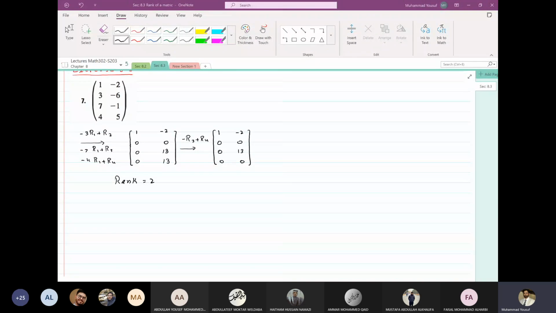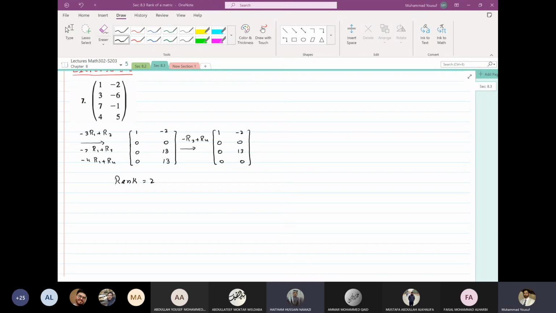Now the questions in this exercise, question number 1 up to question number 10, that you are seeing in your book, are to find the rank. Then determine whether the given set of vectors is linearly independent or linearly dependent.